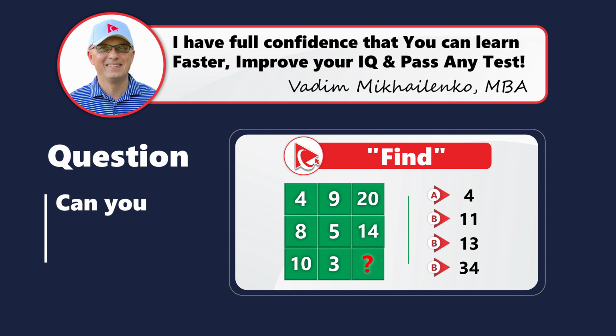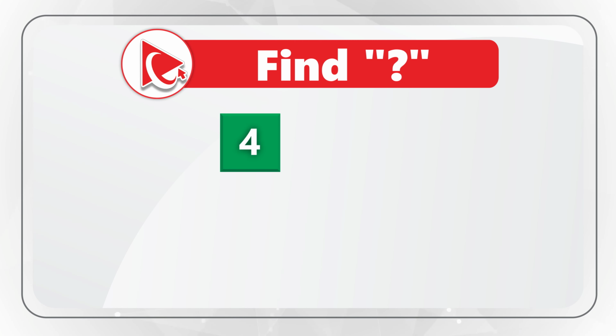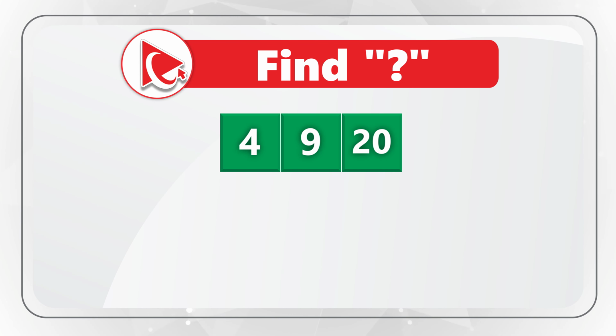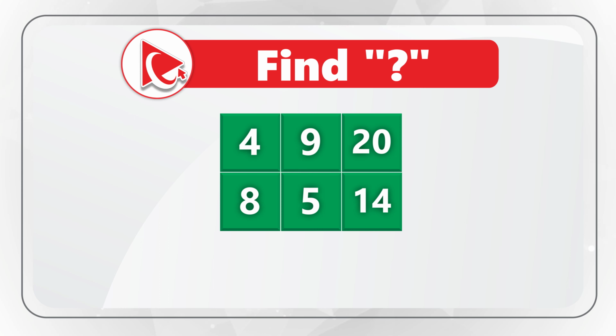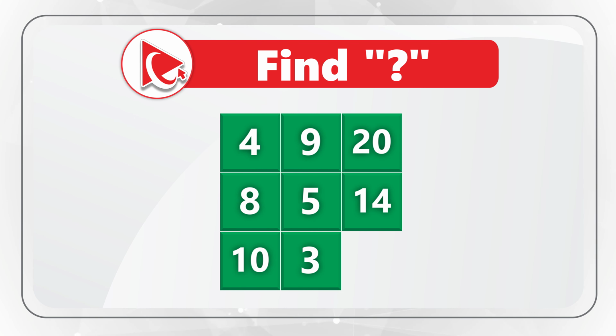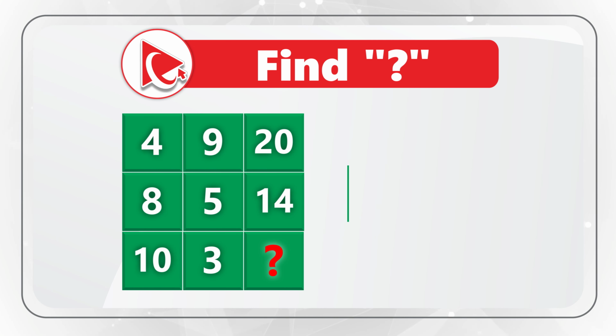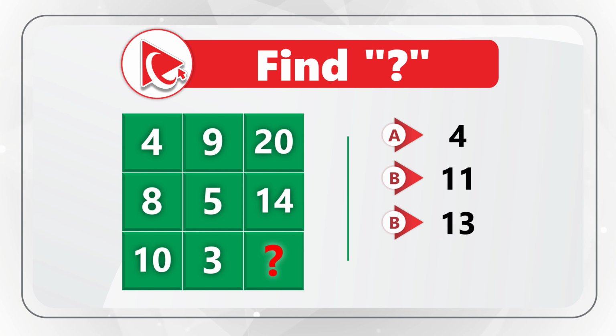Here's an interesting question where you need to find the missing number. You're presented with the set of numbers 4, 9, 20, 8, 5, 14, 10, 3, and then comes the missing number. You need to select or calculate the missing number out of 4 possible choices. Choice A, 4. Choice B, 11. Choice C, 13. And choice D, 34.